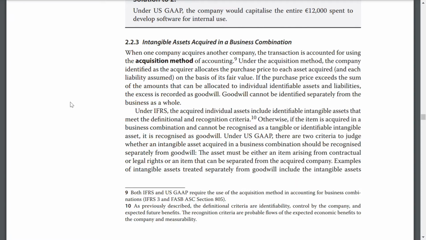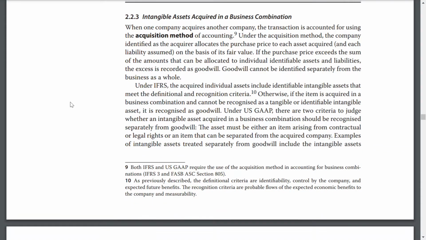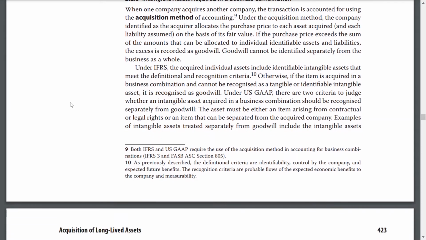Goodwill cannot be identified separately from the business as a whole. Under IFRS, the acquirer recognizes the acquired individual assets, which include identifiable intangible assets that meet the definition and recognition criteria. Otherwise, if an item acquired in a business combination cannot be recognized as an intangible or identifiable intangible asset, it is recognized as goodwill.